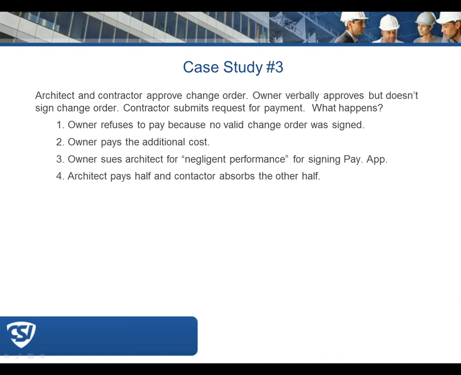Architect and contractor approve a change order. The owner verbally approves it but doesn't sign the change order. The contractor submits a request for payment. What happens? 1, the owner refuses to pay because no valid change order was signed. 2, the owner goes ahead and pays the additional cost. 3, the owner sues the architect for negligent performance for signing the contractor's pay app that was submitted. Or 4, the architect pays half and the contractor absorbs the other half.